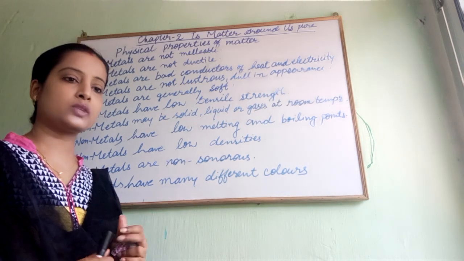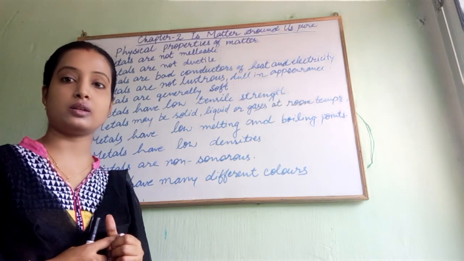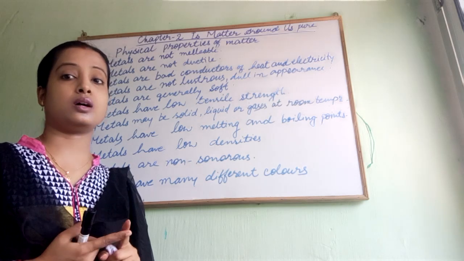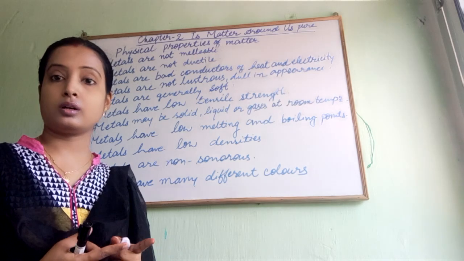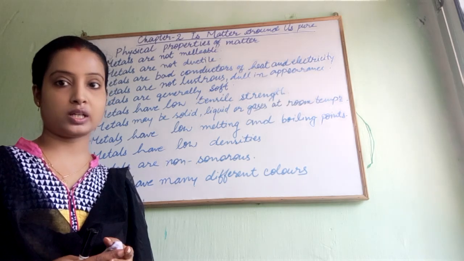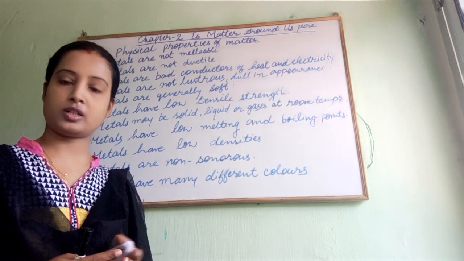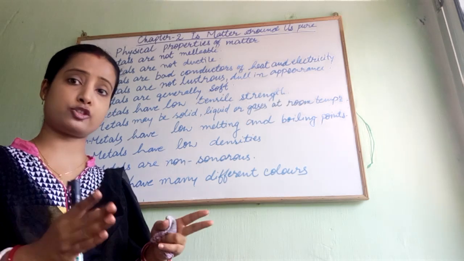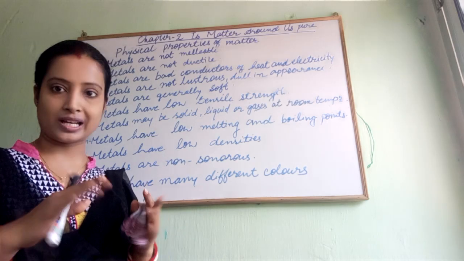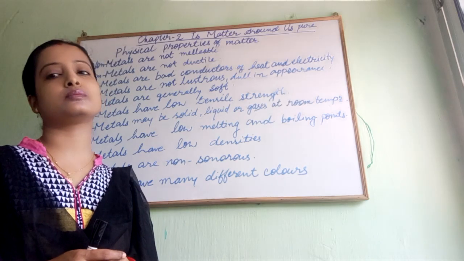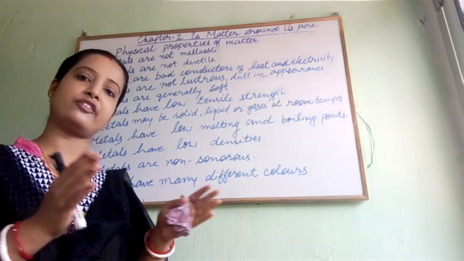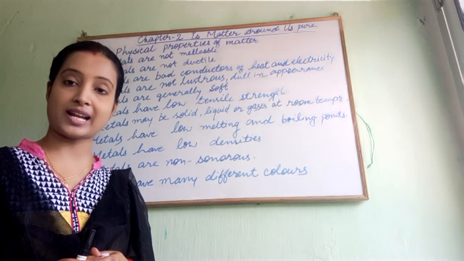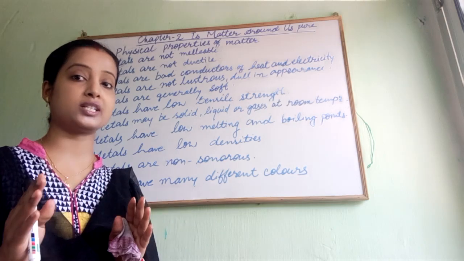For example, phosphorus exists in white or red color. Chlorine exists in greenish yellow color. Bromine exists in reddish brown color. Sulfur is yellow. Graphite is black. Nitrogen, hydrogen, oxygen, these all are colorless. So children, non-metals can exist in many different colors or maybe colorless. So I hope you all have understood the properties of metals and non-metals well.